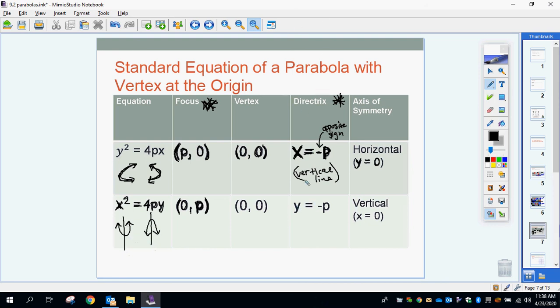But that means our directrix needs to be a horizontal line, because it's perpendicular with our axis of symmetry. It's perpendicular with our vertical line. Horizontal lines have the equation y equals. And our directrix is always at opposite of P. Okay, so this chart right here is your gold mine. Reference this as often as you need. Keep in mind the equation, the focus, and the directrix.